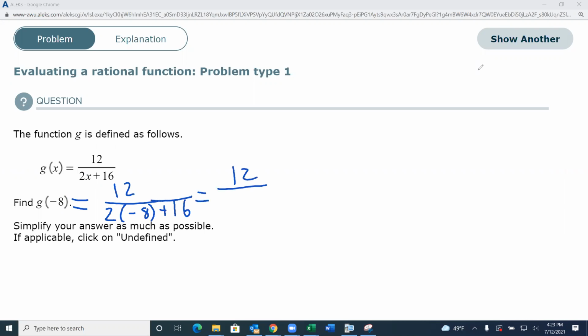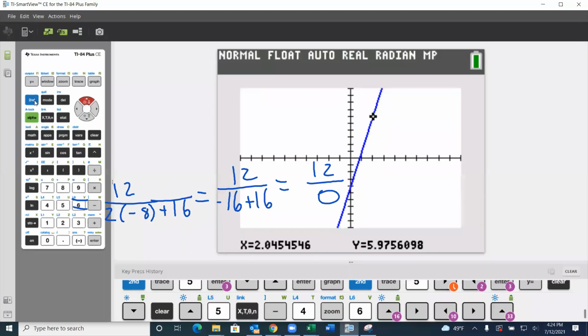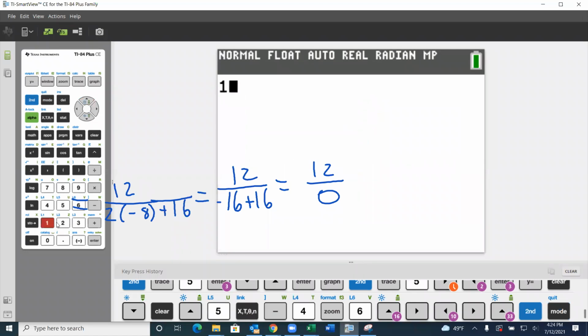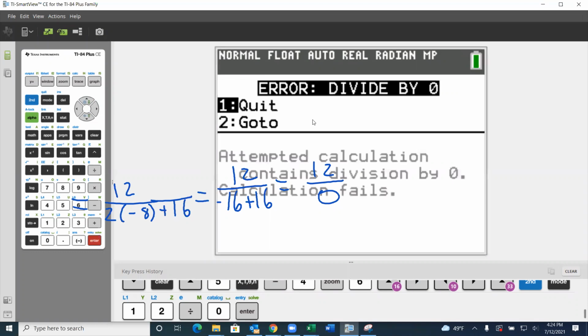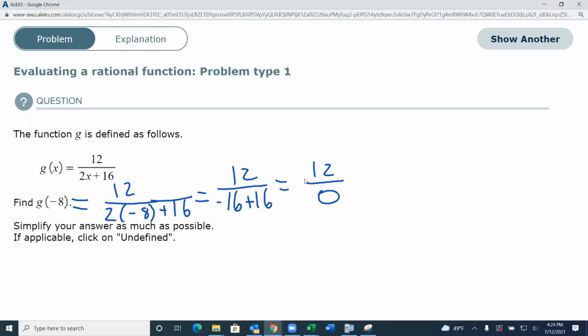So we get 2 times -8 is -16. -16 plus 16 is 0. And you're not allowed to divide by 0. Okay. Oh, you don't believe me? Well, let's check it out. You will soon be a believer. So if I divide 12 divided by 0, error, doesn't work. See, he thought I was kidding. So for that one, we would say undefined, no solution. That's the only time you're going to get no solution on these. Okay.